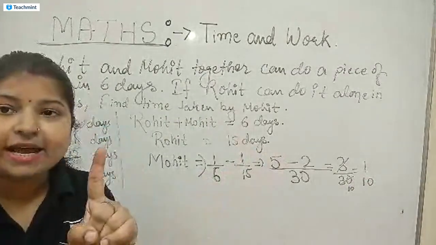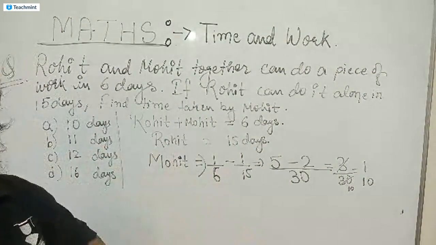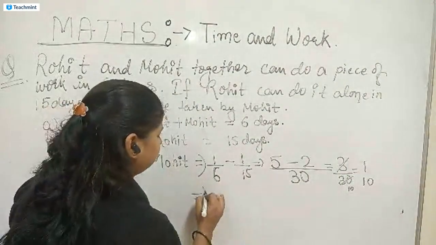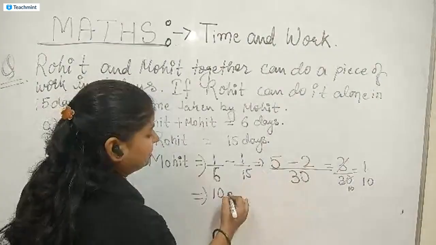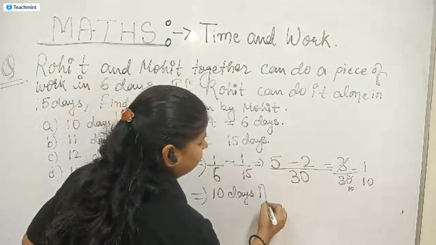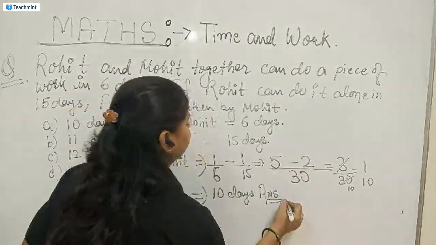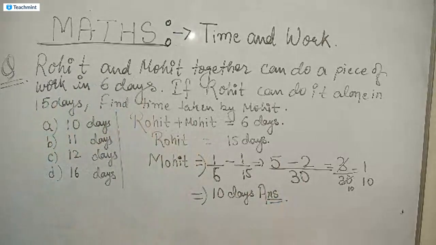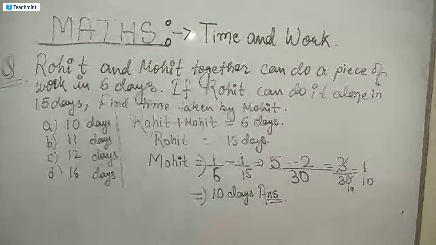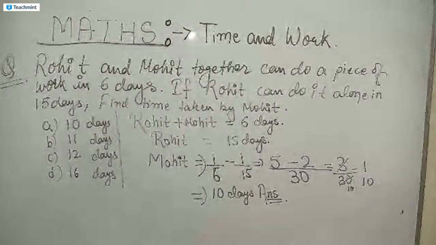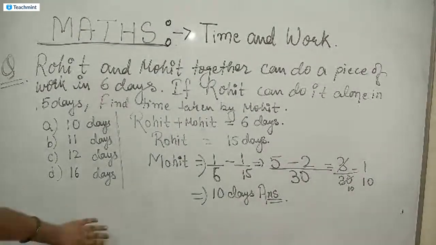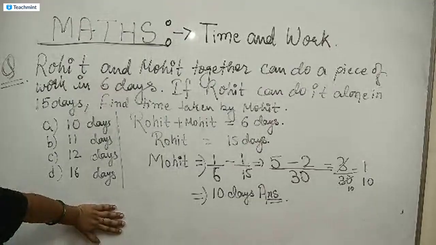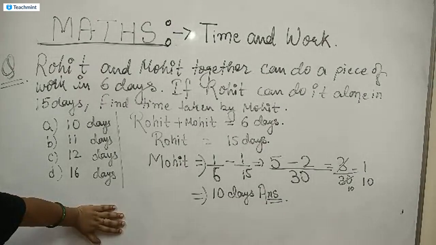Mohit's 1 day work is 1 upon 10. So total number of days would be what? Reciprocal of it. That is 10 days, my answer. Just reciprocal it. 1 upon 10 becomes 10 upon 1. So 10 upon 1 is 10. Answer. Those who want me to explain this again, please lower down your hand.